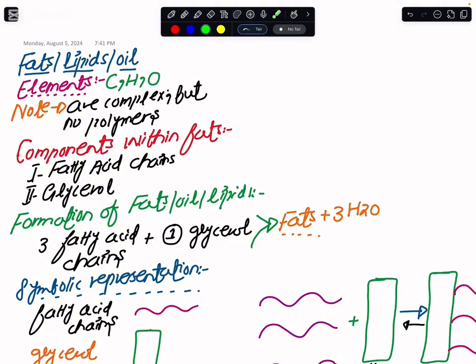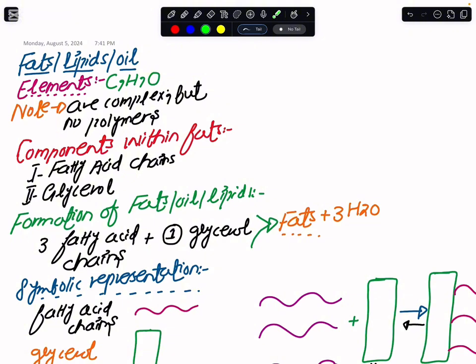But the content of carbon and hydrogen would be more in the fats compared to the carbohydrates, while the amount of oxygen in these fats, lipids, and oils would comparatively be less as compared to the sugars that we have.